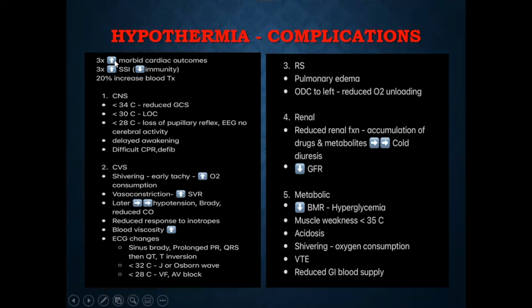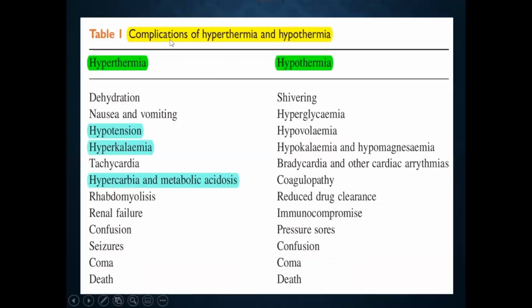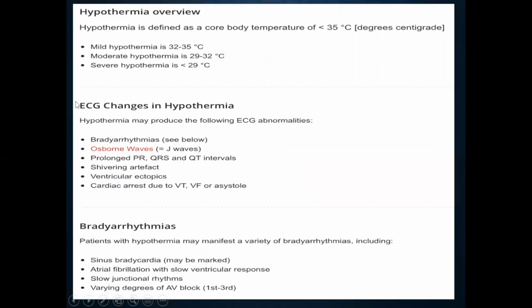With hypothermia, morbid cardiac outcomes increase 3 times, and surgical site infection increases 3 times. There is a 20% increase in blood transfusion needed, because hypothermia causes coagulopathy, and coagulopathy increases surgical blood loss. For CNS, what can happen? Read on this. And CVS, what can happen? I've summarized it, and the ECG changes in hypothermia I've also summarized here. For RS, renal, all this you can read yourself. This part again covers ECG changes in hypothermia and bradyarrhythmia. This is just for reference in case you do MCQs.